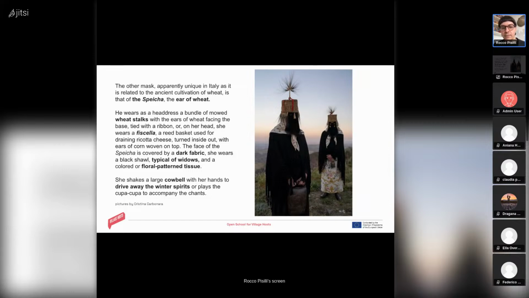The other mask is the spica, the ear of wheat, and this is a really typical mask in Stigliano. There are not so many examples of masks like this, and basically this mask is made with a fiscella, which is usually the container for ricotta cheese, but they put some wheat stalks in it. The dress is dark because black is the color typical of widows in southern Italy, but they also wear something floral. So this mask is really related to the change of season, and they play this cowbell to drive away the winter spirits.